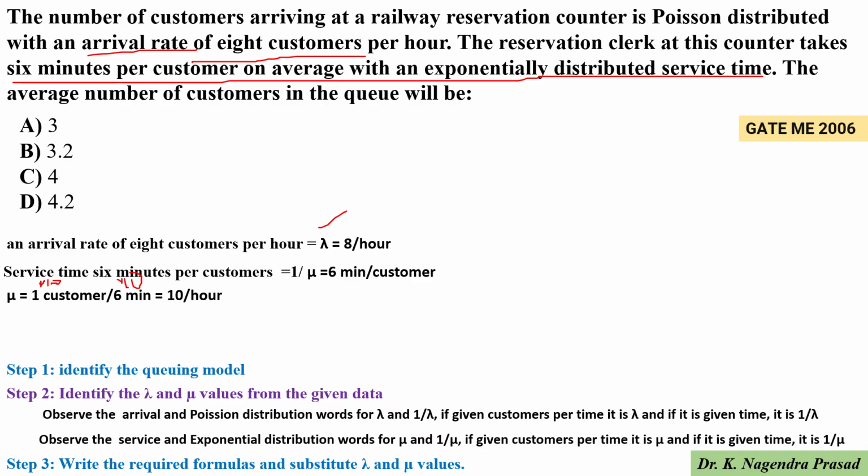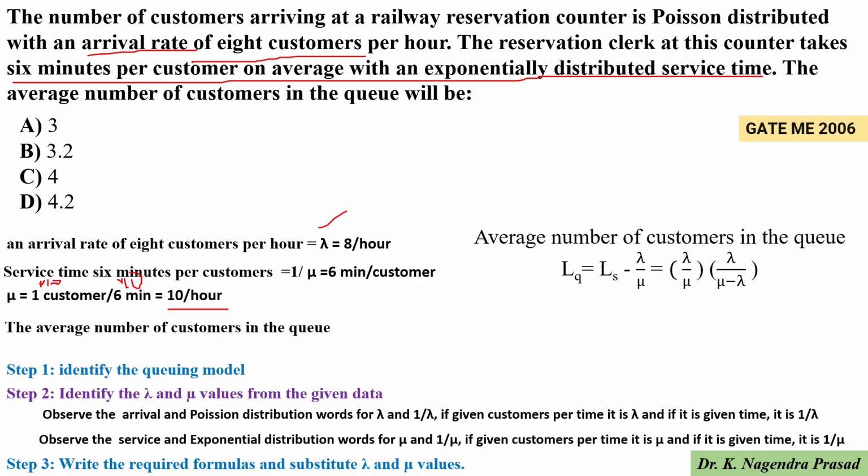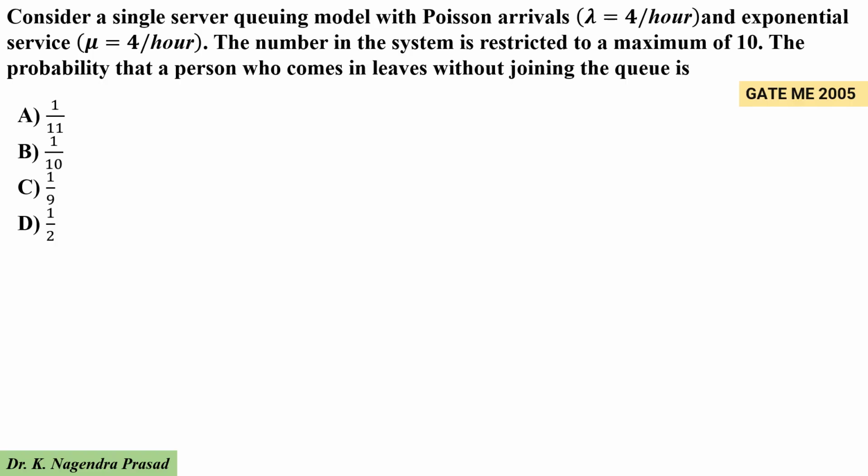We know the lambda value and mu value. Then you have to determine the average number of customers in the queue, which is nothing but LQ. The average number of customers in the queue, LQ, equals lambda by mu into lambda divided by mu minus lambda. Substituting the lambda and mu values, we get LQ equal to 3.2. So option B is the correct answer. Let's see the next question.